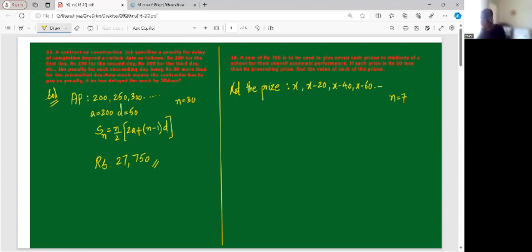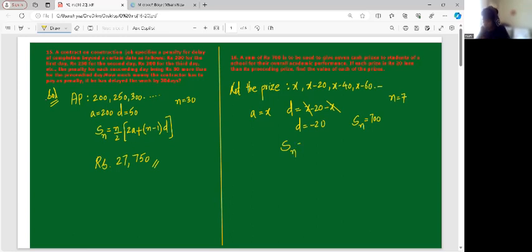Now I want to write this again in AP form. The first term is x. We don't know the x value. We have to find the common difference: second term minus first term, means x will be cancelled. The common difference is minus 20. And Sn value we also know, the prize money is 700. All this information we have to put in our formula.